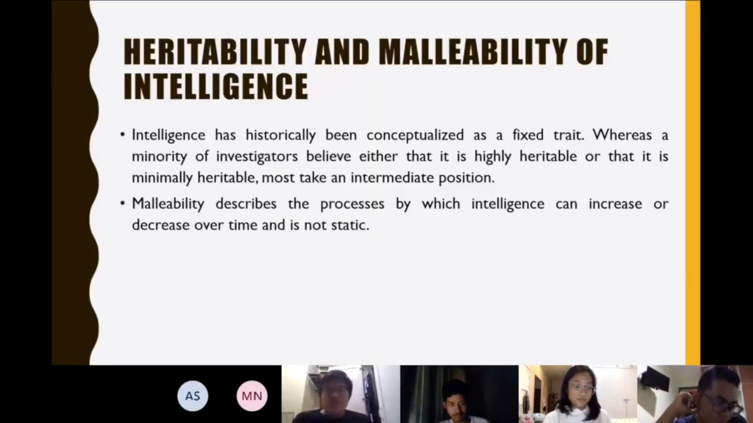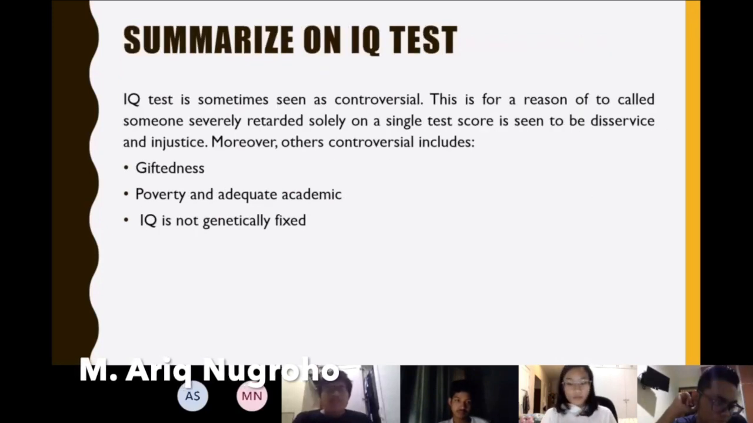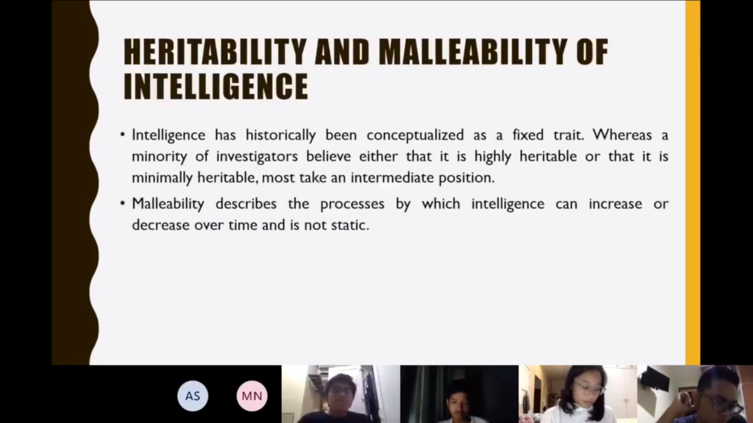Okay, so for the heritability and malleability of intelligence, basically intelligence has historically been conceptualized as a fixed trait, and whereas a minority of investigators believe either that it is highly heritable, or that it is minimally heritable, most take an intermediate position.